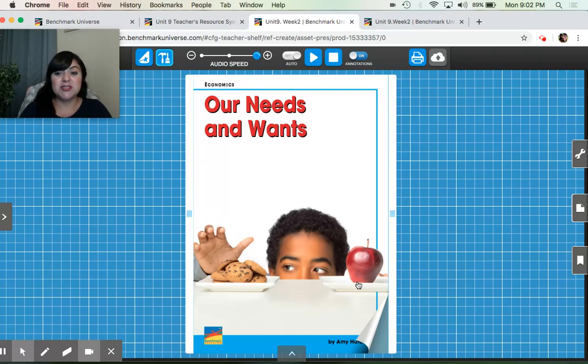Informational text gives us a lot of information. So, what is this part of the book called? The title. What is this part? Who is this person? If you said the author, yes, you are correct. And what is this part of the book called? The front cover. Very good.